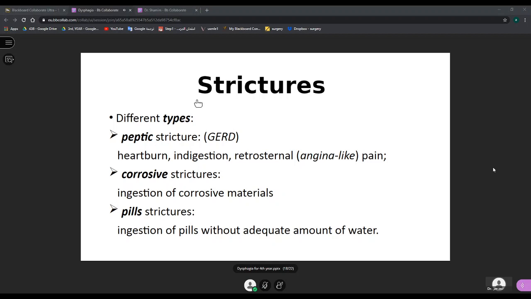Other causes include strictures, and here we have a peptic stricture, and this happens as part of GERD. So you may ask the patient about the history of indigestion, history of heartburn, history of retrosternal pain. All this can go with GERD. And this is known as peptic stricture due to destruction of the lower part of the esophagus by acid reflux. It can happen also due to ingestion of corrosives, and this happens usually in children when they ingest these destructive or injurious materials.